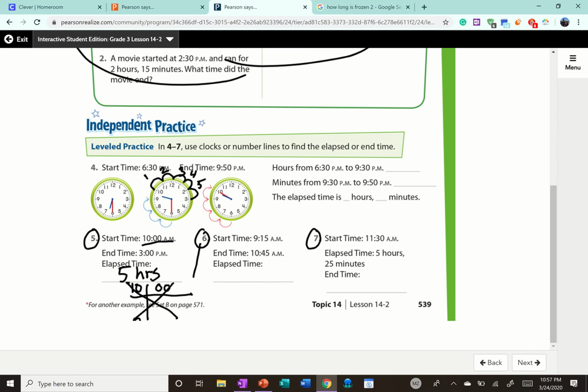Okay, looking at number 6. Okay, this one, you can use that strategy that I was showing you before. We're going to make our chart. Okay, we're going to start with 9, and then put 15 here, and then we want to get to 10, and then we want to get to 45 here. Okay, so what are we going to add to 9 to get to 10? Well, it's just 1 hour. And then what do we add to 15 to get it to 45? Well, we're going to add 30 to it.